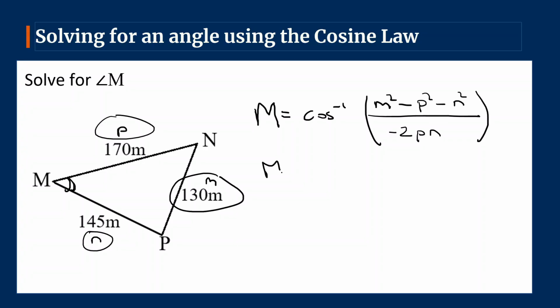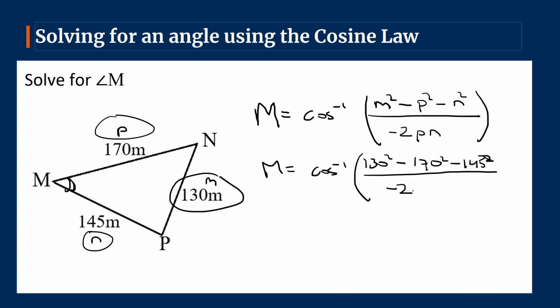So now I'm just going to sub in the values that I know. So m squared, that would be 130 squared, minus p squared, 170 squared, minus 145 squared, divide it by negative 2. Oops.